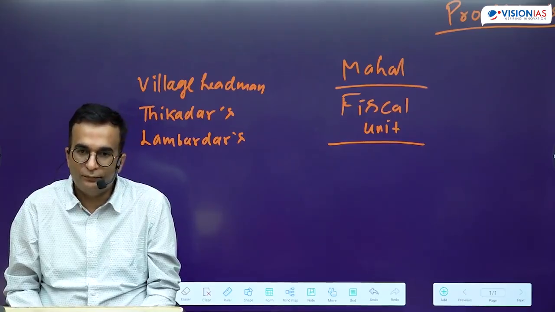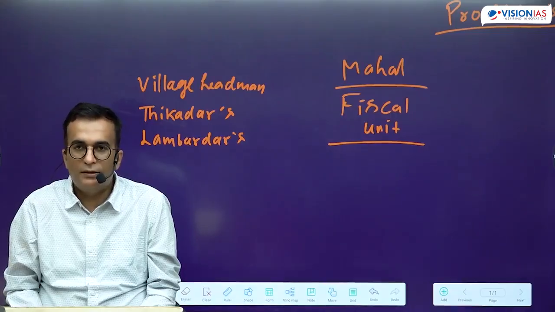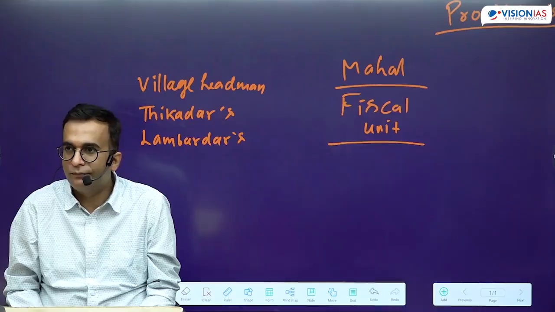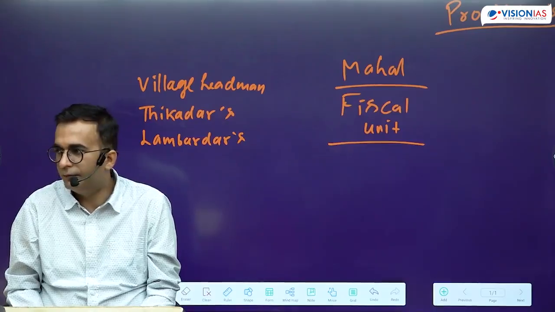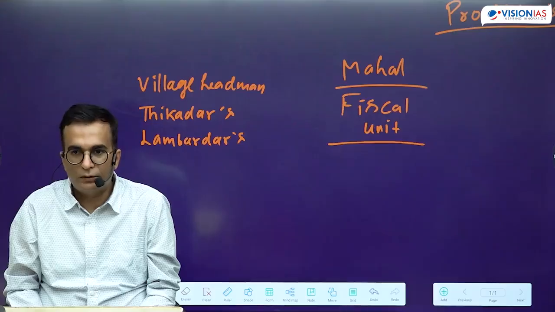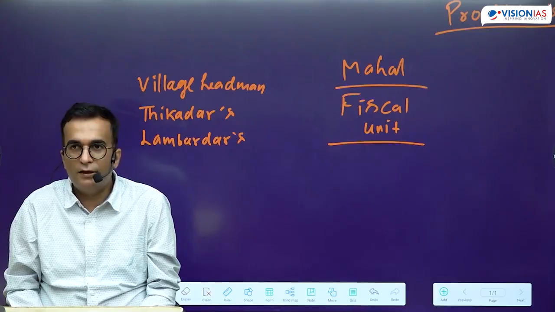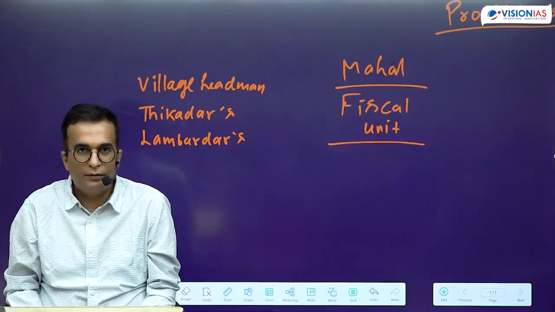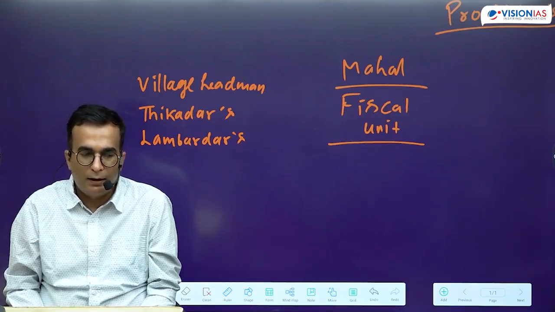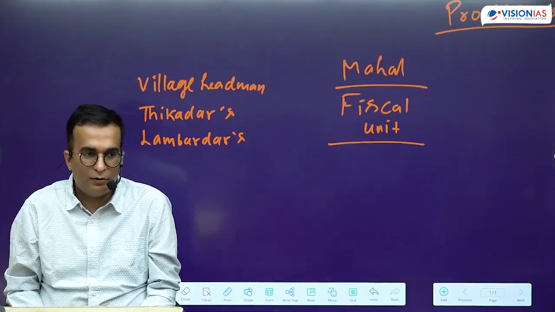Then mention, tax rates on peasants varied on the basis of land holding. Full stop. Next point. Taxes were calculated after the land survey and measurement. Taxes were collected after land survey and measurement, and land records were also maintained.